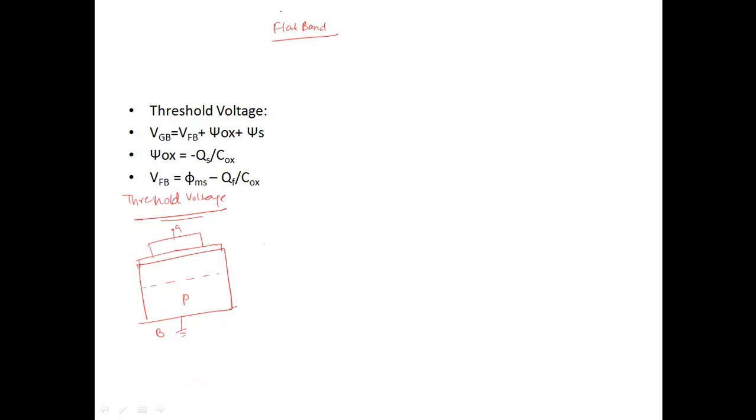Flat band voltage is a voltage that needs to be applied to make the bands flat. We can compute this by evaluating the difference between the two terminals that we have. So that would be the flat band voltage VFB is phi ms minus QF by Cox. That is, if you have any oxide charges. So you would consider that the voltage applied to the MOS capacitor drops across the flat band voltage plus psi ox and psi s. Psi ox, which is the potential across the oxide layer, and psi s, which is the potential across the depletion layer in the p-type semiconductor.